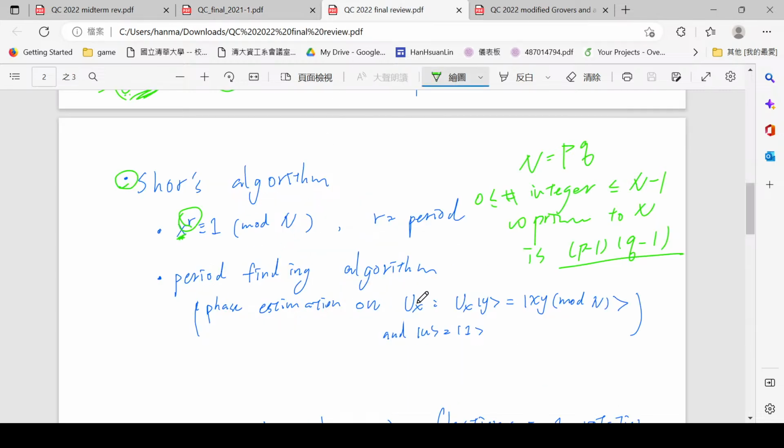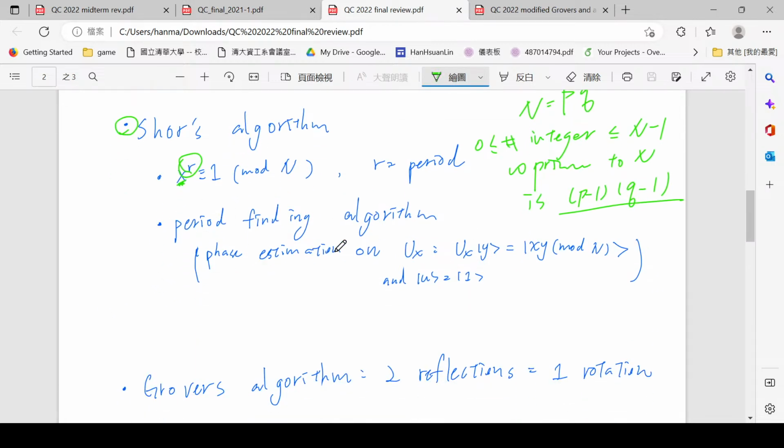Okay, and then you will be asked to walk through the phase estimation algorithm that's used to do period finding. And remember, if you can find this r, then you can do some easy classical calculation to find the factors p and q for the Shor factoring. And the quantum part is the period finding, or finding this r.